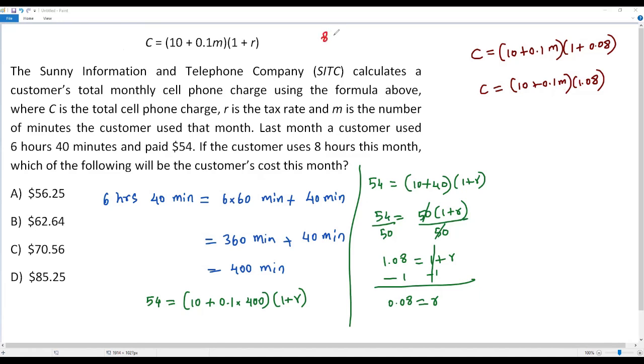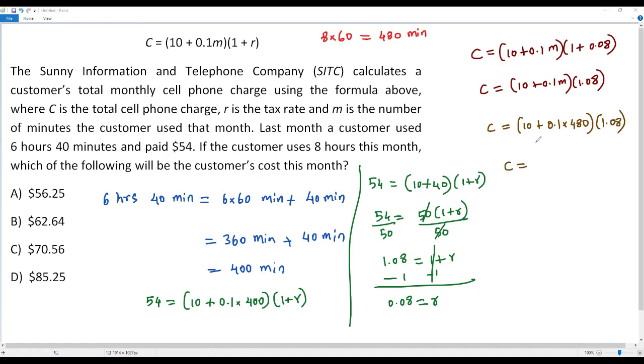For that, we have to multiply this 8 by 60. Then 8 times 60 is 480, that is 480 minutes. When I convert these 8 hours to minutes, it is 480 minutes. Now we can plug this 480 for M over here and calculate the value of C. Let me do it. That is C equals 10 plus 0.1 times, let me write it over here, 480 times 1.08.